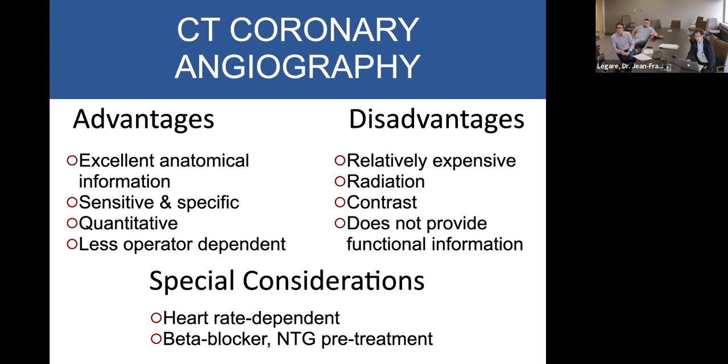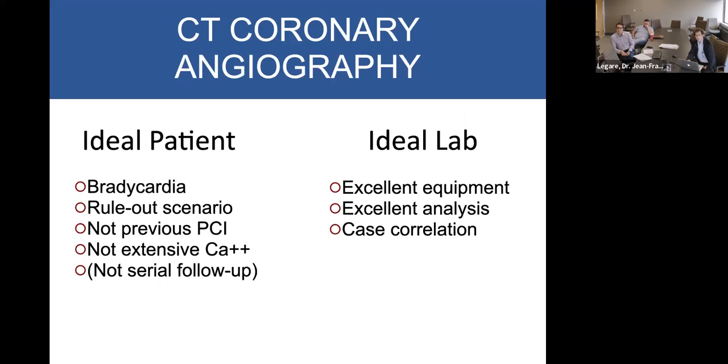So in hospital, for example, as a test to be applied for somebody who's tachycardic, it will have poor performance. So you have to be able to slow them down, give them nitrates, etc. So ideally, a bradycardia rule-out scenario, no previous metal in the coronary circulation, no extensive calcification, and I wouldn't be applying this serially.